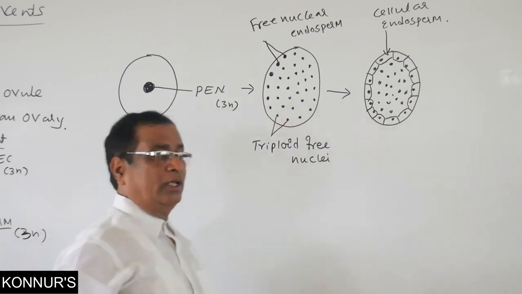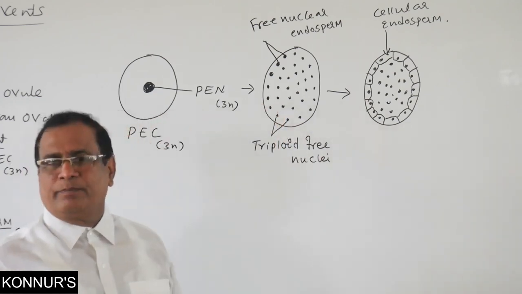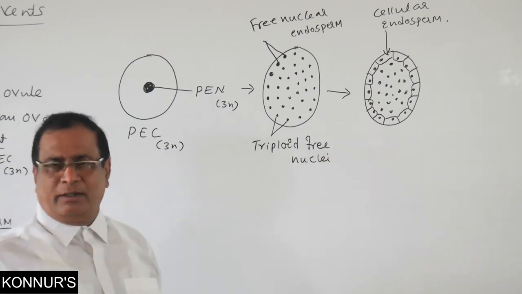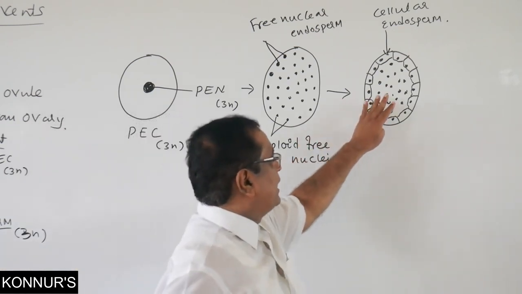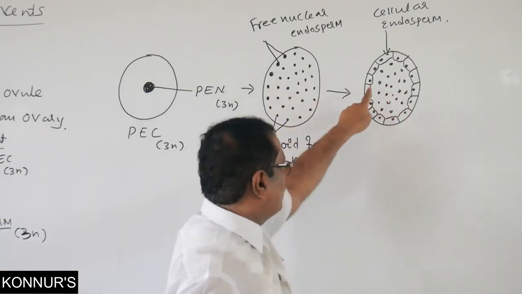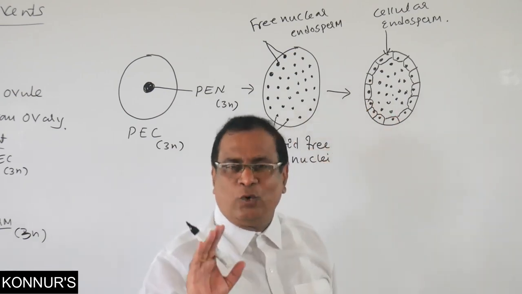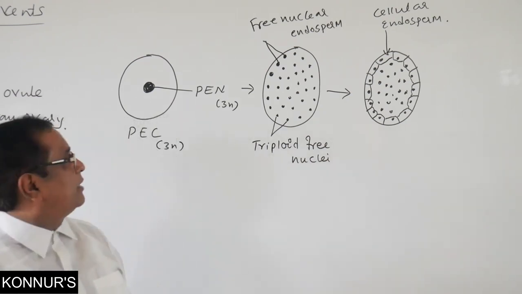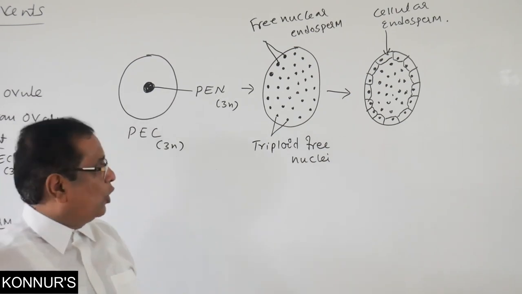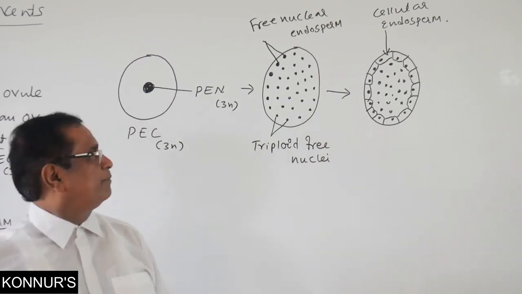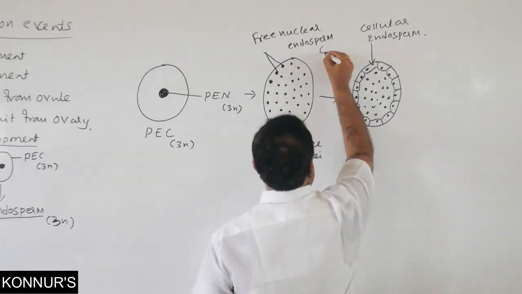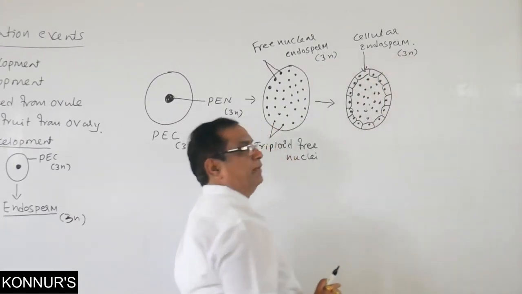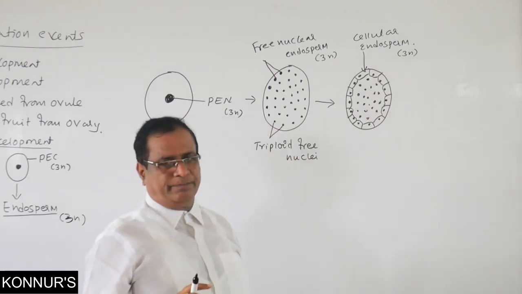At the starting, it is a free nuclear endosperm. Either only free nuclear endosperm will be there, or totally the cellular endosperm due to the formation of cell wall around free nuclei. Whether it is free nuclear endosperm or cellular endosperm, both of them are triploid tissues.